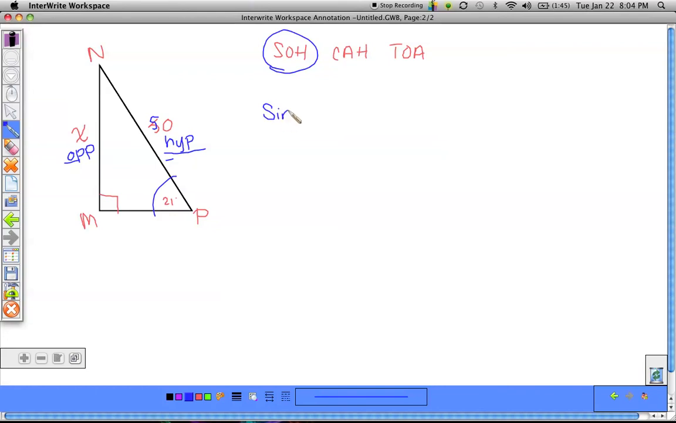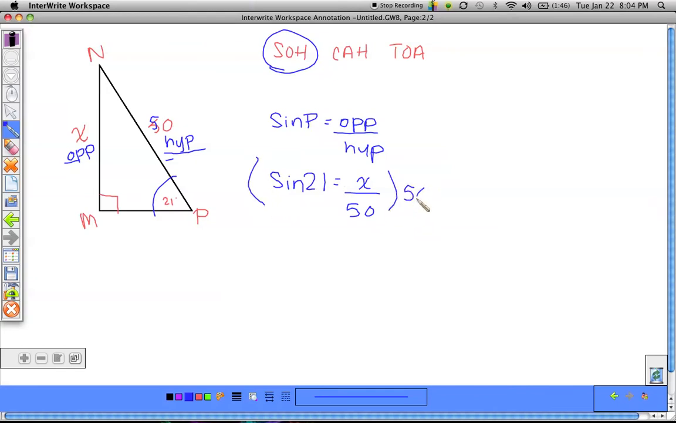So we're going to write the sine of 21. I'm sorry, let's write it with just our formula first. So we have the sine of P is equal to opposite over hypotenuse. So now we can fill in the numbers. Sine of P, which is 21, is equal to the opposite, so that's x, over the hypotenuse, which is 50. From there we just solve for x. So multiply both sides by 50.